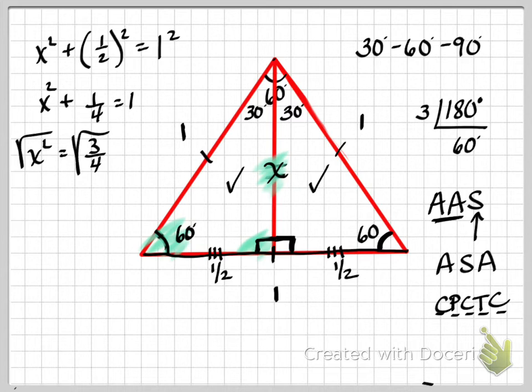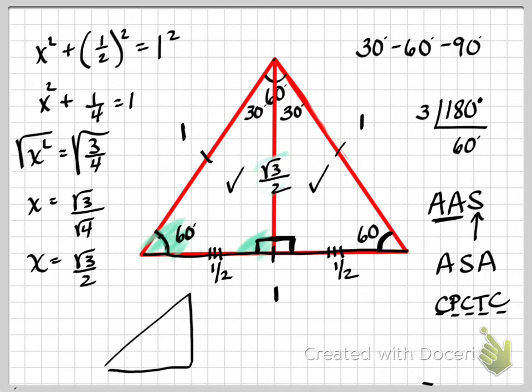Take the square root of both sides. That's the same thing as taking the square root of the numerator and the square root of the denominator. So that's the square root of 3 over 2. That's why when we talk about the 30, 60, 90, we've got the 1/2, the square root of 3 over 2, and the 1.